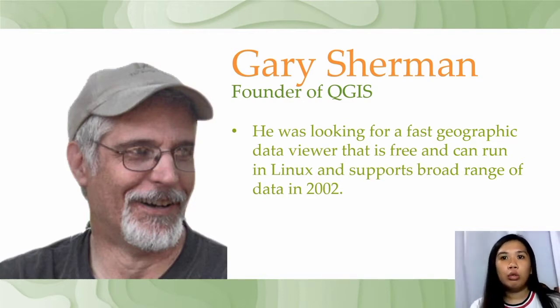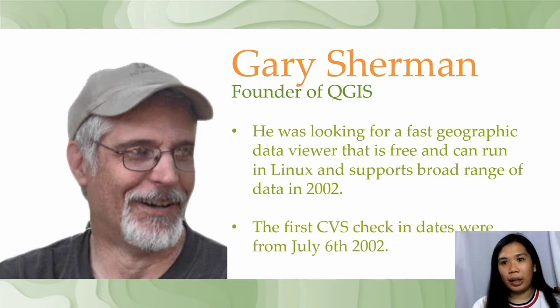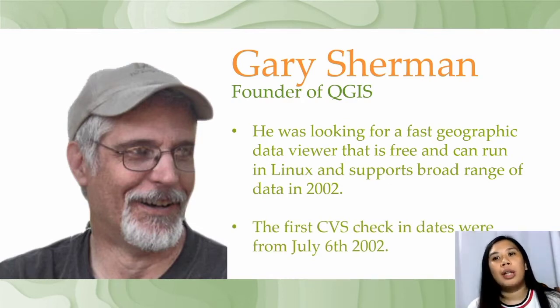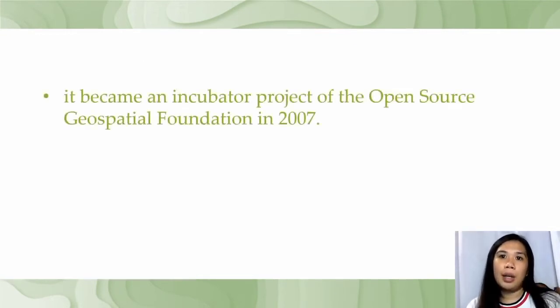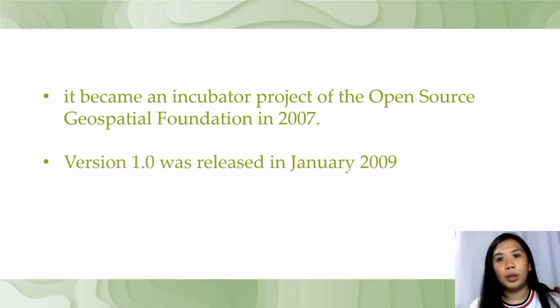So in June 2002, QGIS was officially registered as a project on a SourceForge webpage. The first CVS check-in dates were from July 6, 2002. It became an incubator project of the Open Source Geospatial Foundation in 2007, and version 1.0 was released in January 2009.